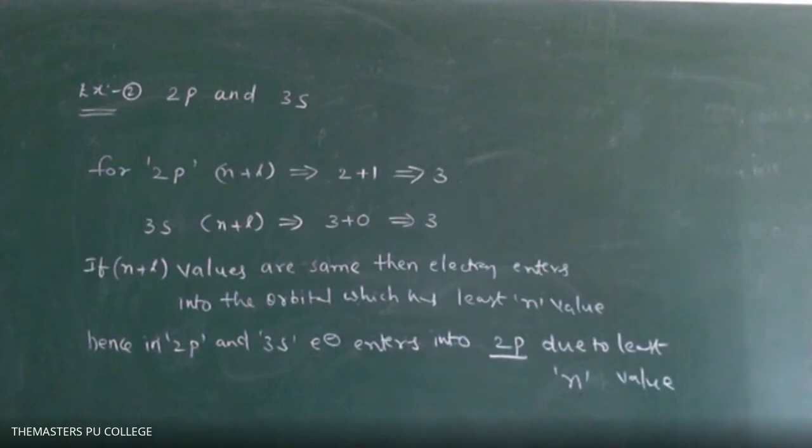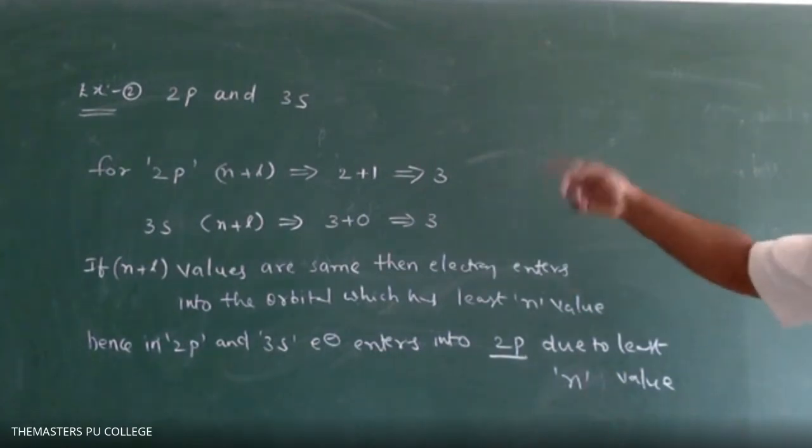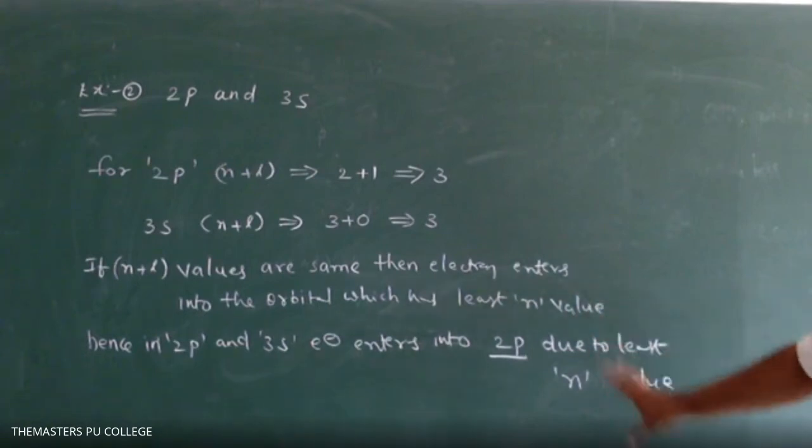Instead of oral explanation, I wrote it so you can understand easily. Second example, 2p and 3s. Compare the n plus l values. After that, if the n plus l values are the same, what do we have to do? That I wrote here.